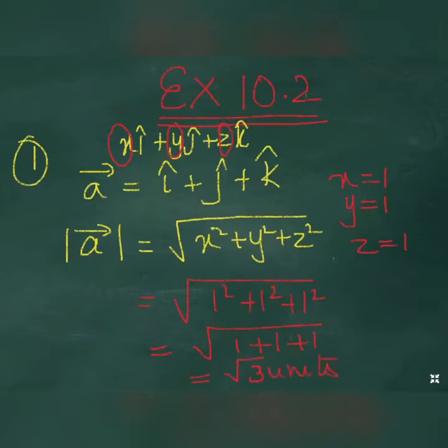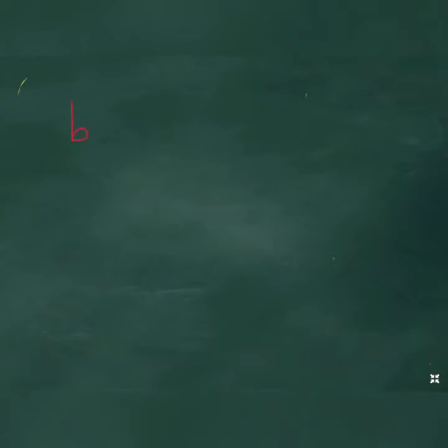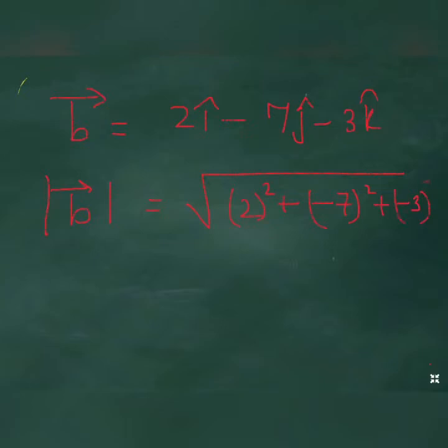This is root 3. Moving on to the second subdivision, that is vector B is equal to 2 i cap minus 7 j cap minus 3 k cap. So magnitude of vector B is equal to under root 2 square plus minus 7 the whole square plus minus 3 the whole square.